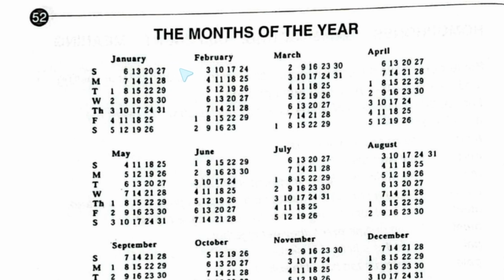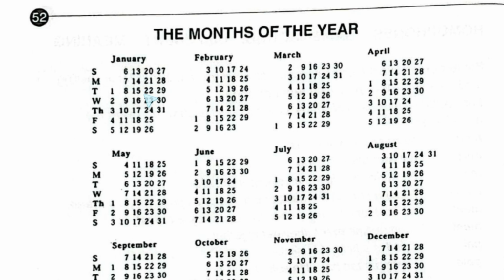Hello friends, today I'm going to discuss Junior English Book 2, page number 52, and the topic is the months of the year. We know there are 12 months. Let's read what these are: January, February, March, April, May, June, July, August, September, October, November, and December.